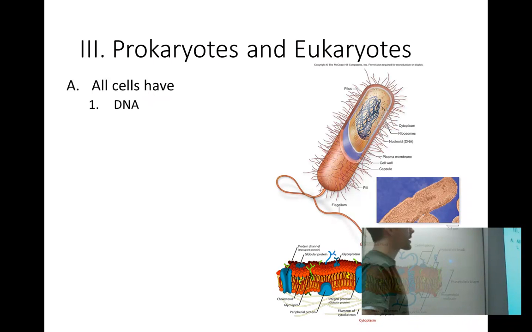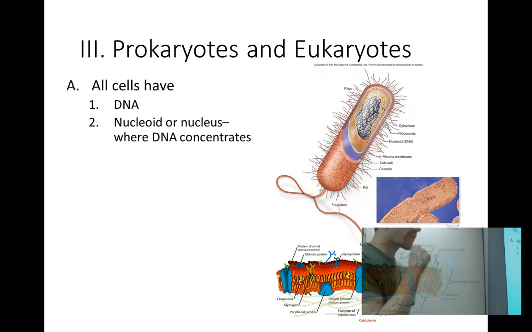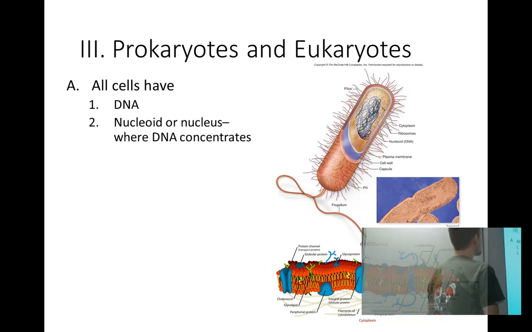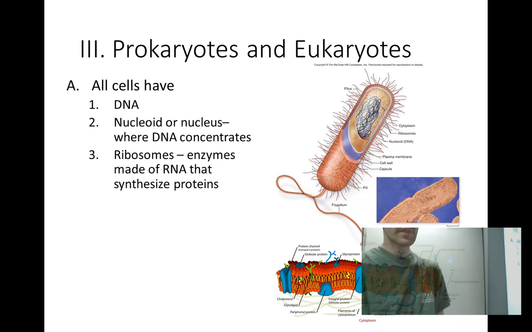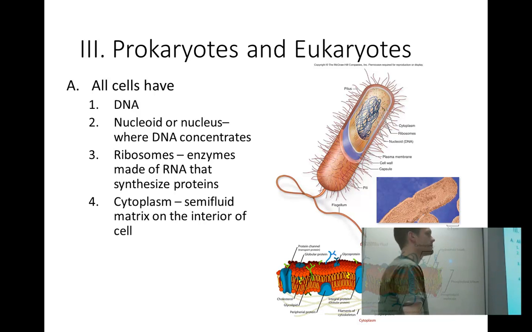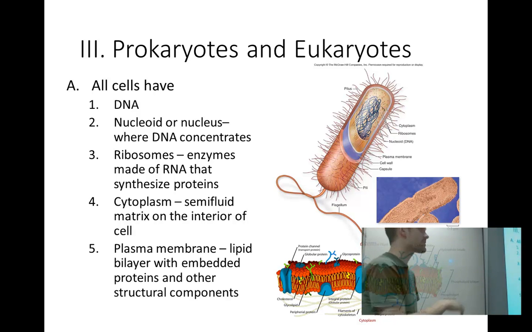But whether you're a prokaryote or a eukaryote, all cells have DNA. They have a place where the DNA resides, and that's called the nucleoid in prokaryotes and a nucleus in eukaryotes. They have ribosomes, okay, which help synthesize proteins. They have cytoplasm, which is a fluid with solutes dissolved in there, required for homeostasis and growth and reproduction in the cell. And they have a plasma membrane, so they have something containing the cytoplasm and containing all the stuff on the inside.